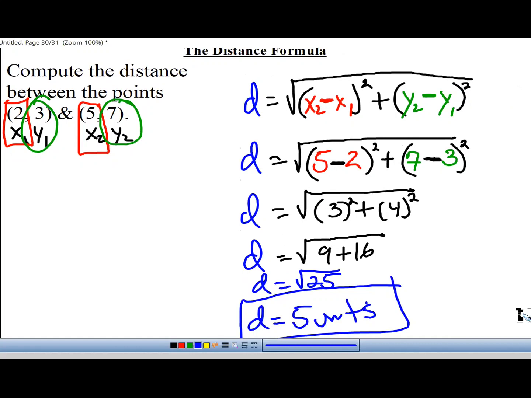Show me the fingers, I'll come to you with these. 5, 5, 5, 4, 5, 4. Okay, let's do another one.